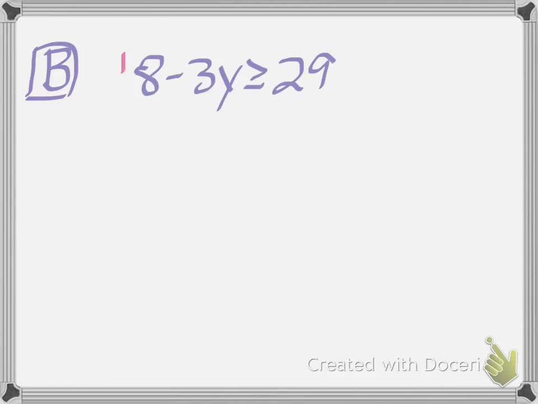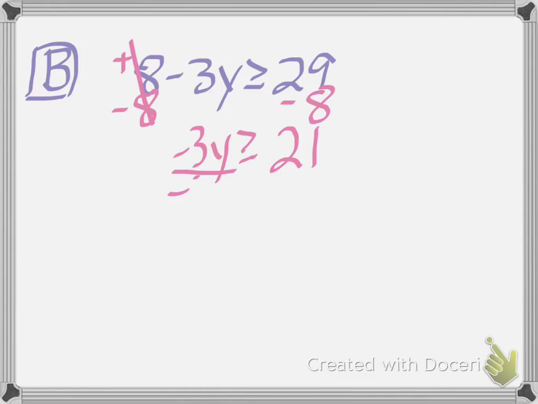Let's do the other thing first, which is a positive 8. Inverse is negative 8. I'm left with negative 3y is greater than or equal to 29 minus 8, which is 21. Now I'm going to divide by negative 3. I did divide by a negative. That's key. So now, before I even do anything, I'm going to switch my sign. And then I'm left with y is less than or equal to 21 divided by negative 3.